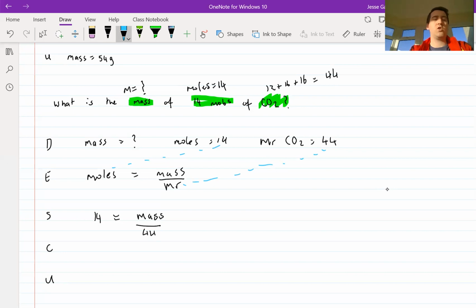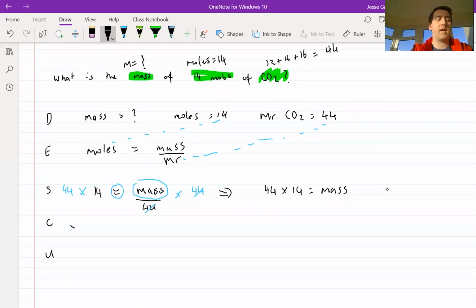Okay, so now I want just mass. At the moment, mass is divided by 44. So to make a full mass again, I need to multiply it by 44. When I do that, those cancel. Now I'm not allowed to just multiply one side by 44, because that's an equal sign. So I also need to multiply the other side by 44. When I rewrite out my sum there, that gives me this sum: 44 times 14 equals the mass.